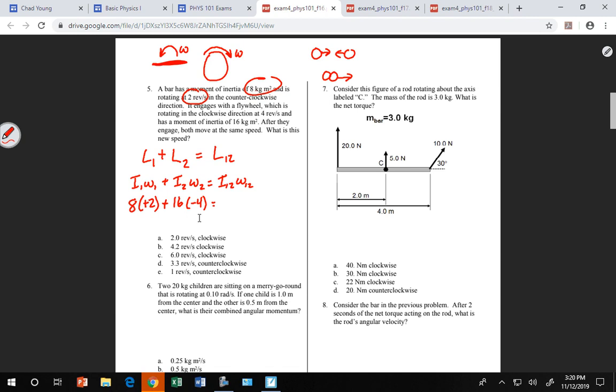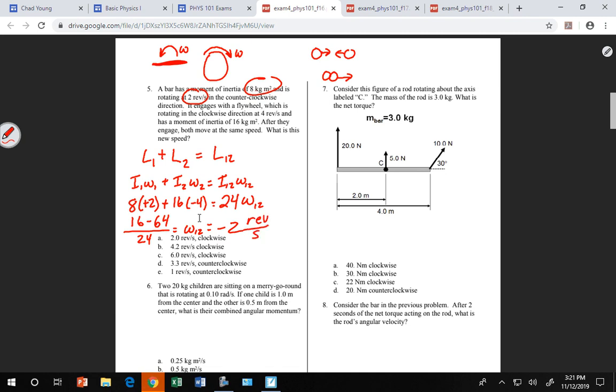is equal to the combined moment of inertia. What's I12? 24. It's going to be 8 plus 16, so that's 24. And then I'm looking for omega 12. So that's 16 minus 64 divided by 24 equals omega 12. 16 minus 64. 48. Is that 48? Divided by 24, so it's negative 2. Negative 2 revolutions per second.